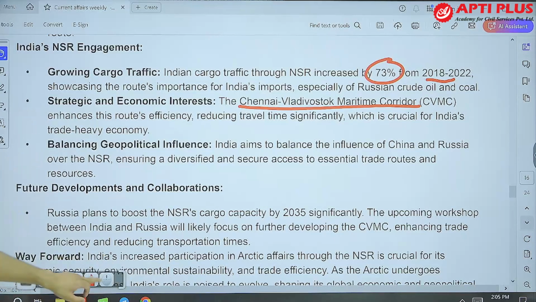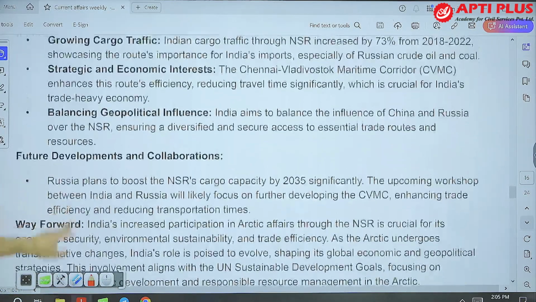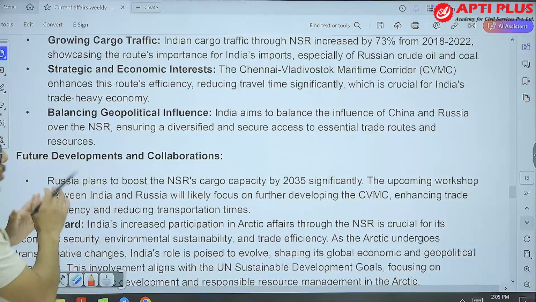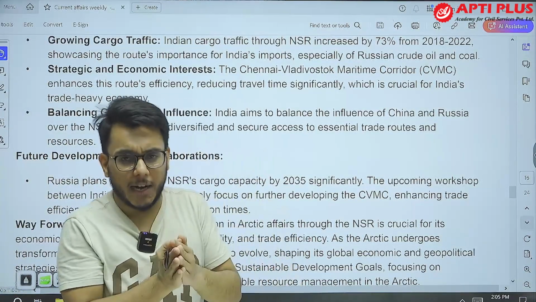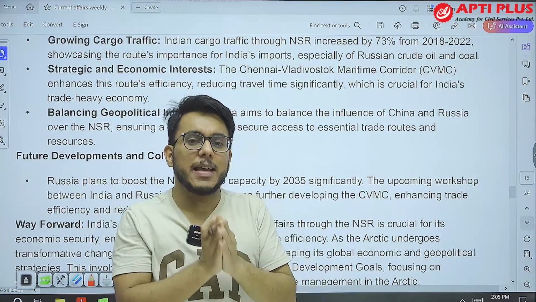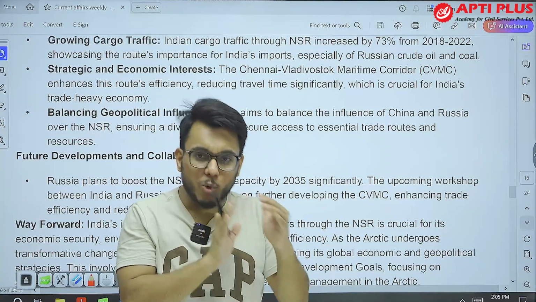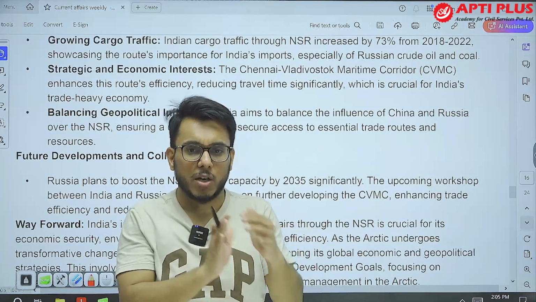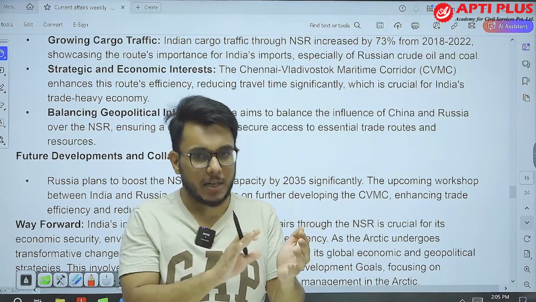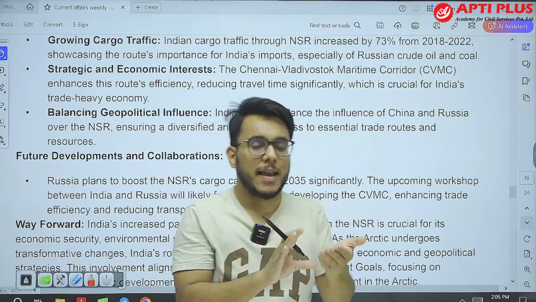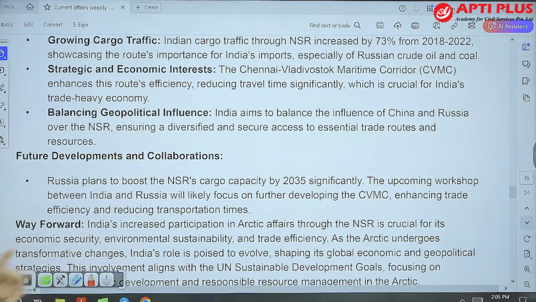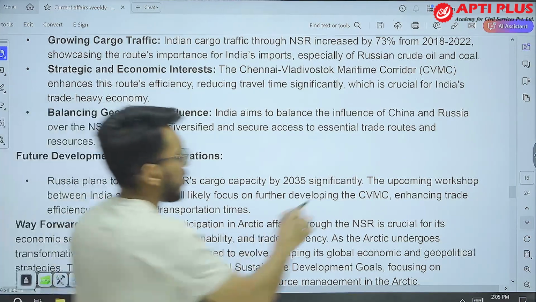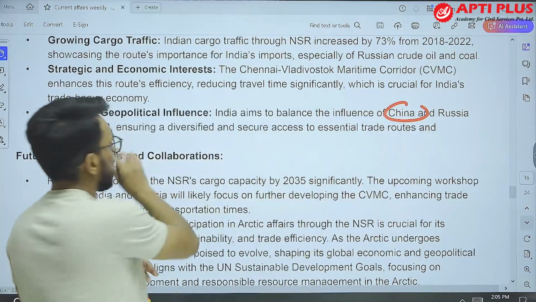Now, the Northern Sea route will be very crucial. It will bring ease of transportation, but at the same time, India has to balance, because too much cooperation, too much economic collaboration with Russia sometimes goes against the India-US relation. Also, India aims to balance the influence of China and Russia over the Northern Sea route.